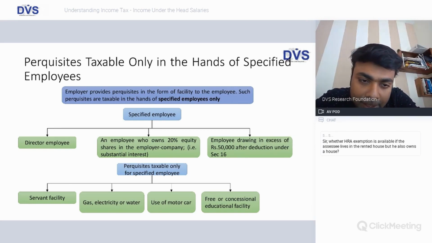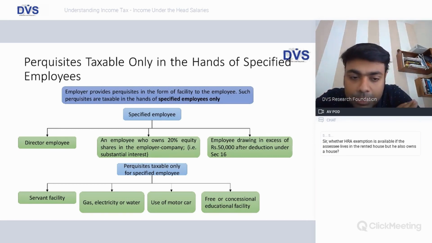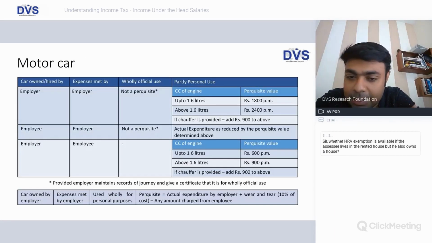What are the perks which are taxable only for specified employee? Servants given by the employer, gas, electricity, or water, use of motor car, free or concessional educational facility. All these four are taxable only for specified. I don't think for an employee whose income, let's say, full standard deduction is there, is less than 90,000 or 1 lakh, this benefit will be given, but still, that's how the regulations are. These are very dated provisions.